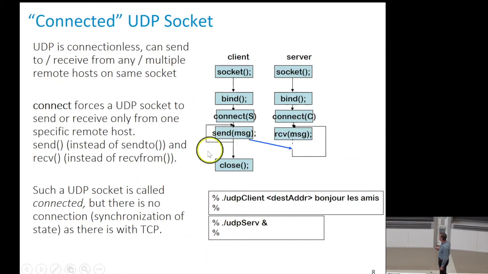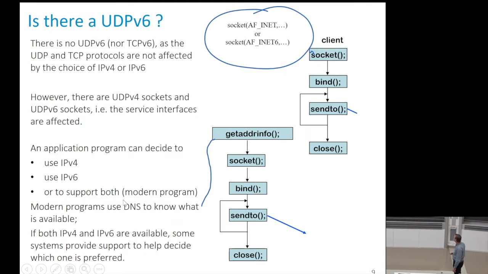But again, I insist that this is more caching local information. The UDP protocol itself doesn't have any state information. I mentioned UDP, IPv4, IPv6. I mentioned already there is no UDP v4 and UDP v6. There is IPv4 and IPv6.